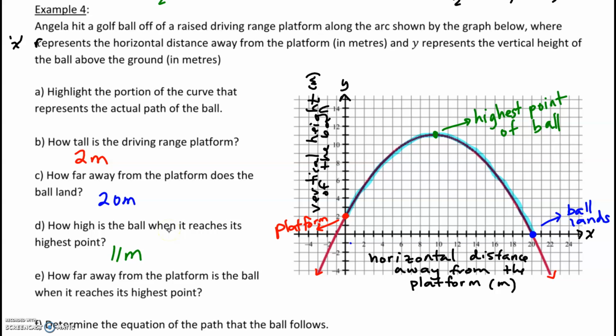Now it says how far away from the platform is the ball when it reaches its highest point? So this is my highest point. When it reaches its highest point, that's the equation of the axis of symmetry. So it looks like it's 9.5, okay, but I don't know. So this value right here, this x value, that is going to answer when it reaches the highest point.